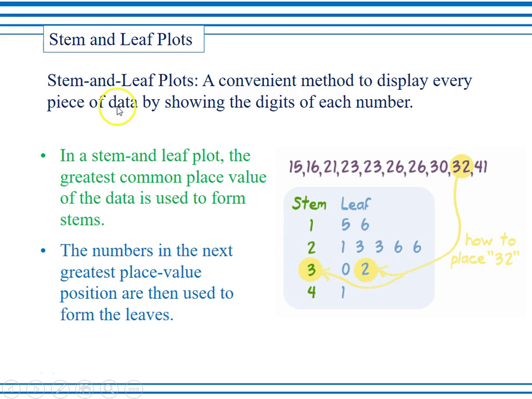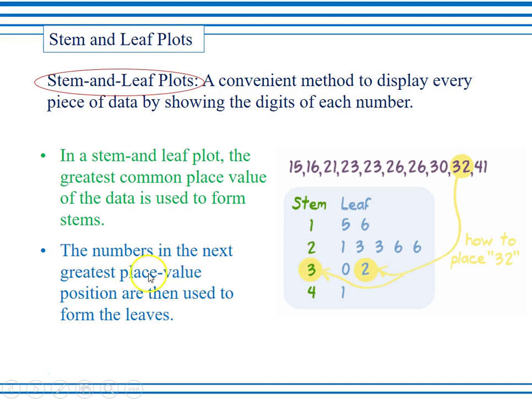So our first vocabulary term is stem and leaf plot. Stem and leaf plots are a convenient method to display every piece of data by showing the digits of each number. So here's an example of a stem and leaf plot. This is our data that we're trying to organize. The stems are the greatest common place value of the data. So our stems are going to be tens because our largest place value is the tens place value. So 1 represents 10, 2 represents 20, 3 represents 30, and 4 represents 40.